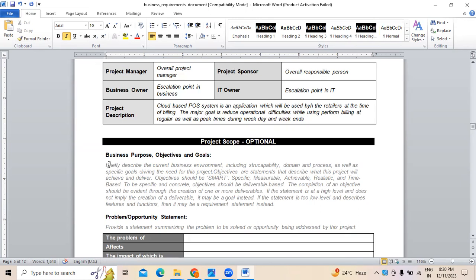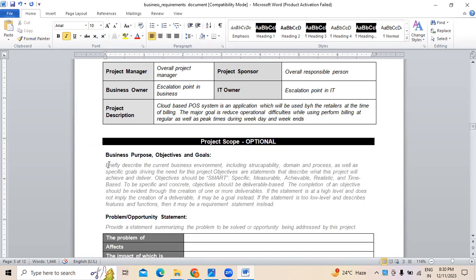If you remember, there are some assignments I have given earlier, a couple of assignments I have given to you. Whatever business purpose and objectives we have identified, that information has to be updated under the business purpose, objectives, goals, all that.